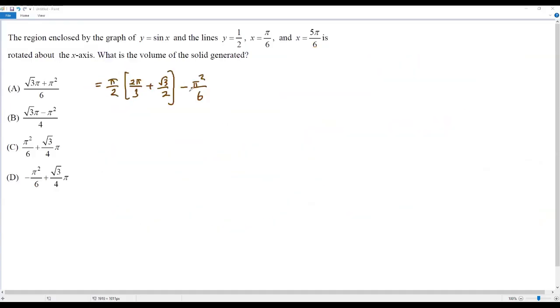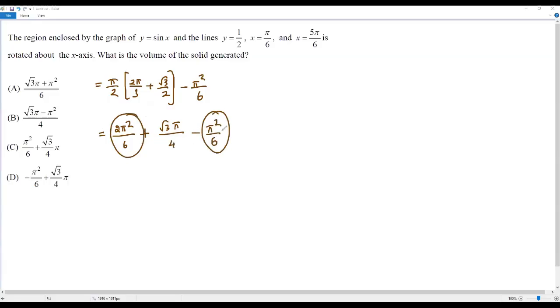This is the last step we have done in the previous work. Okay, now let me distribute this pi over 2 to this one and this one. When you do such distribution, pi times 2 pi is 2 pi square divided by 2 times 3 is 6. And also when I distribute this pi over 2 to this one, I have to multiply the numerators pi and square root of 3. Then I'm getting square root of 3 times pi divided by 2 times 2 is 4, negative pi square over 6.